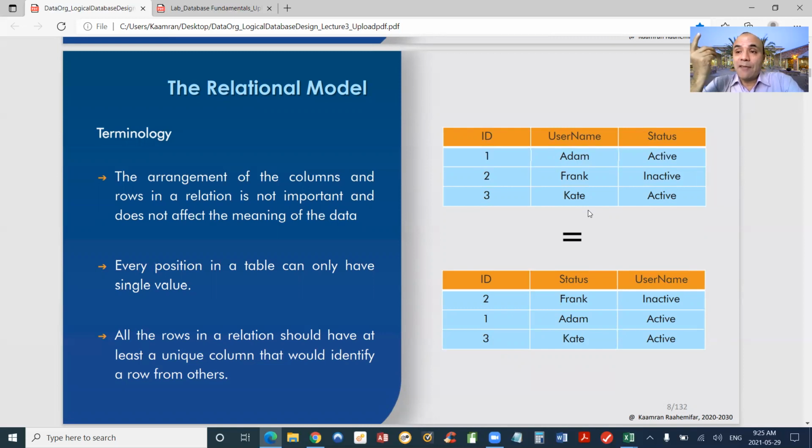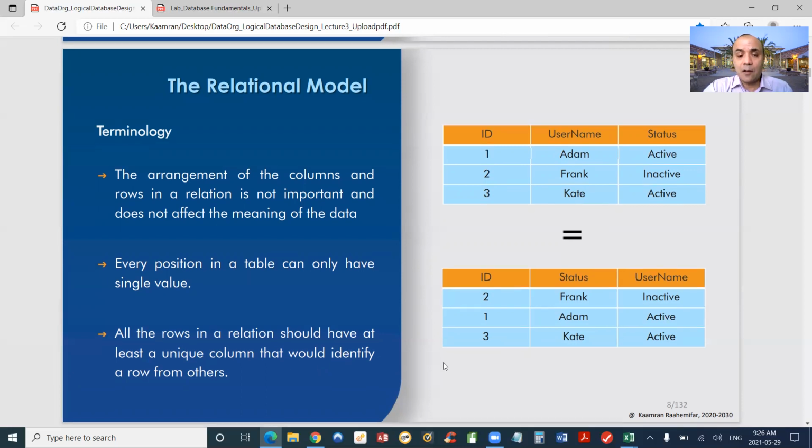But for example, if the username is Adam Cotter, it is a combination of first name and last name. This is not atomic because you could still separate them. By saying this is atomic, it means it's going to be unique and there is no more you can do. It's going to be single. All the rows in a relation should have at least a unique column that would identify a row from others.